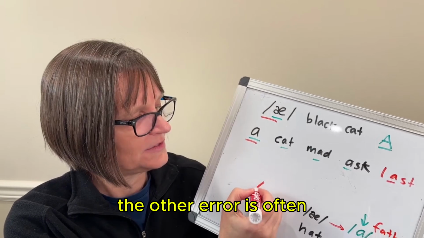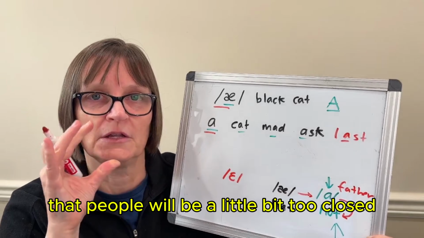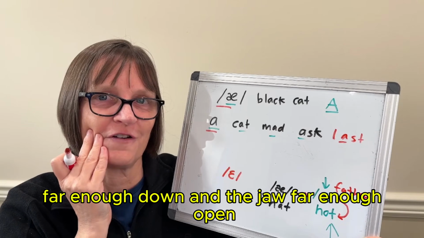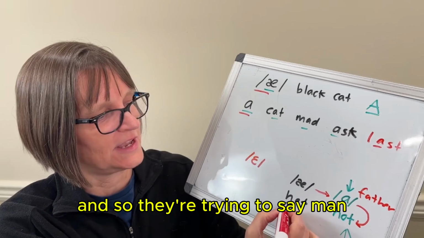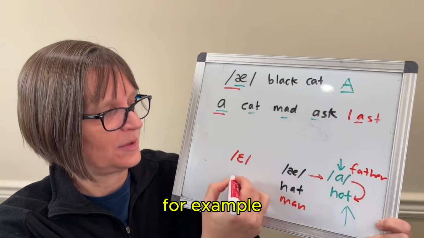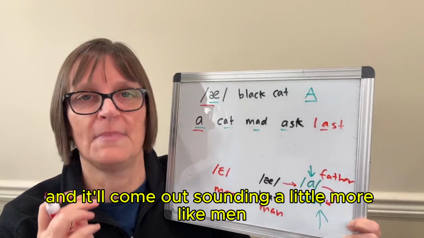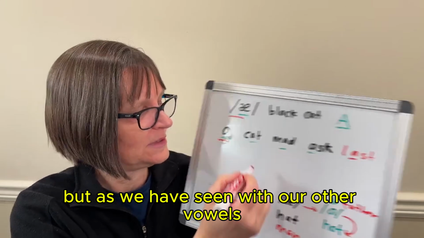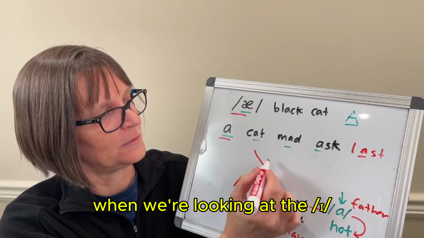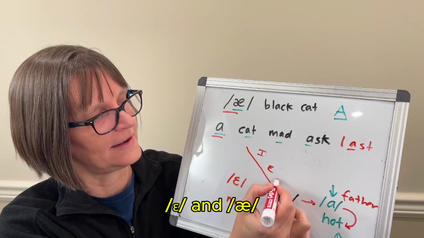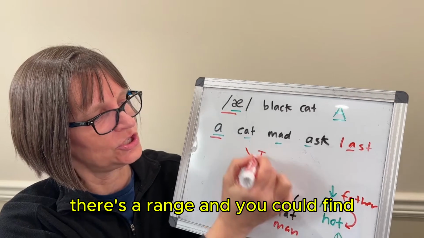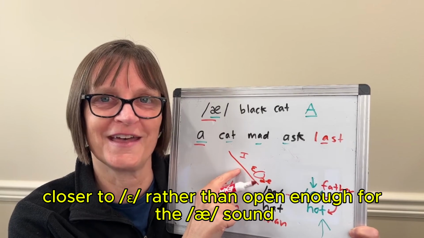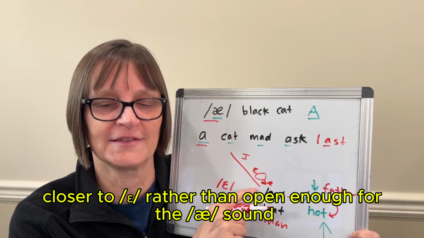The other error is often that people will be a little bit too closed, so they won't have the front of the tongue far enough down and the jaw far enough open, and so they're trying to say man, for example, and it'll come out sounding a little more like men. So it's not that you may go fully to that vowel, but as we have seen with our other vowels, when we're looking at the I, eh, and A, there's a range, and you could find yourself somewhere too high, closer to eh, rather than open enough for the A sound.